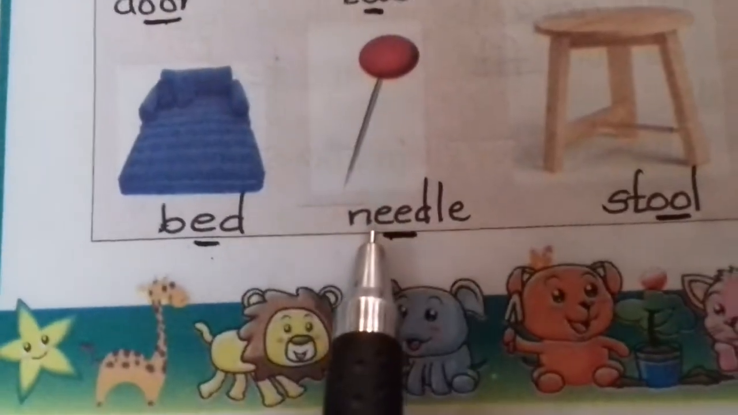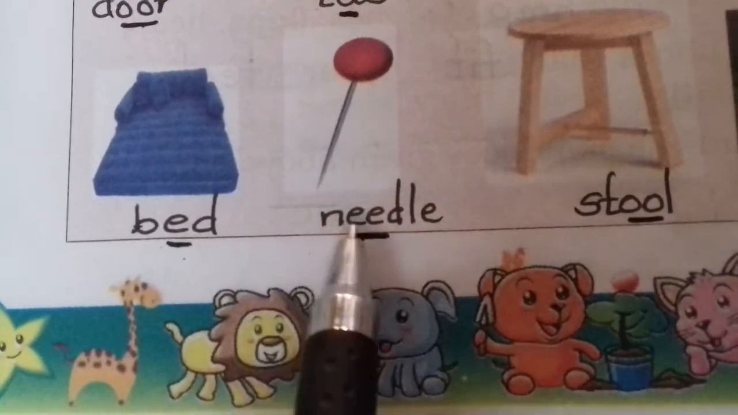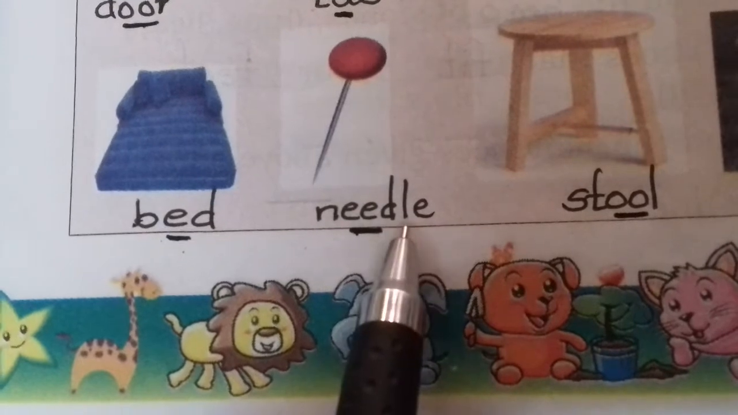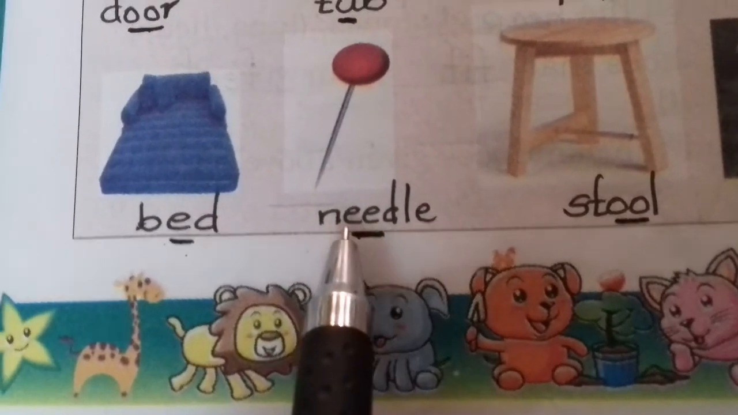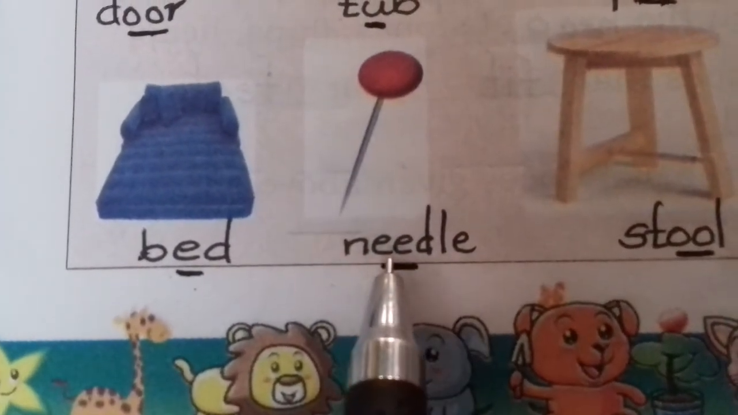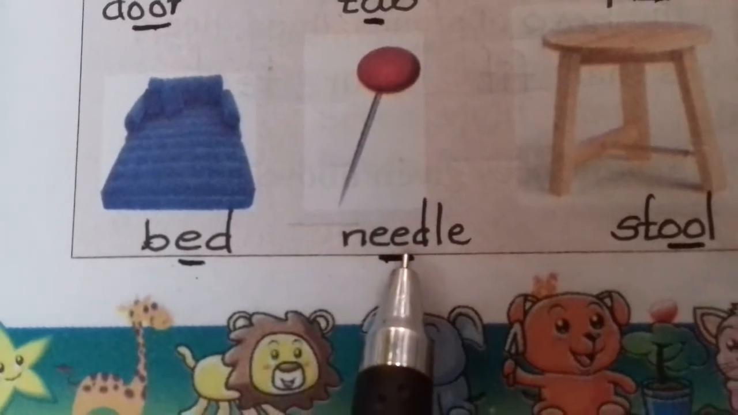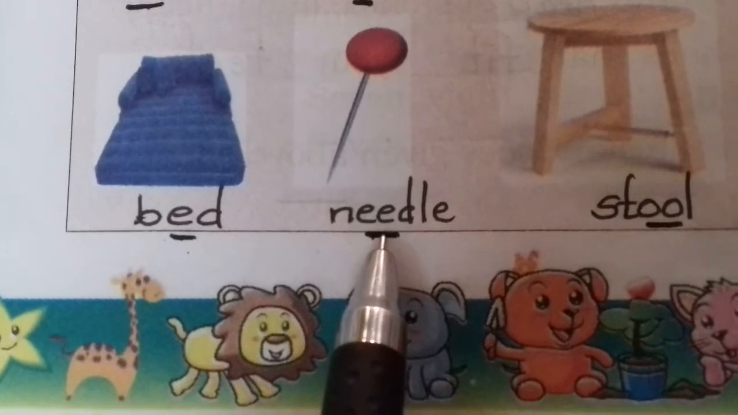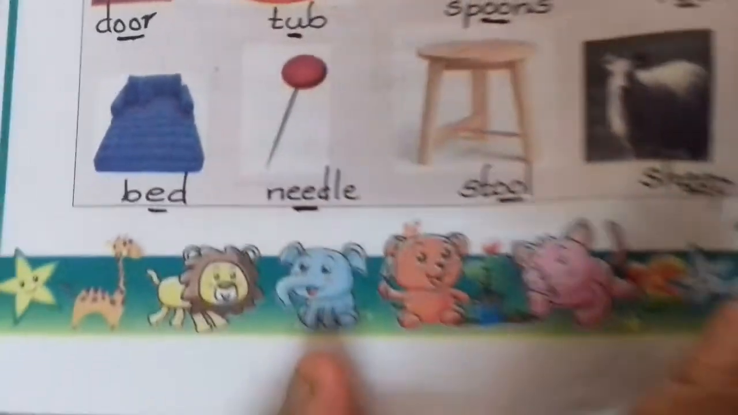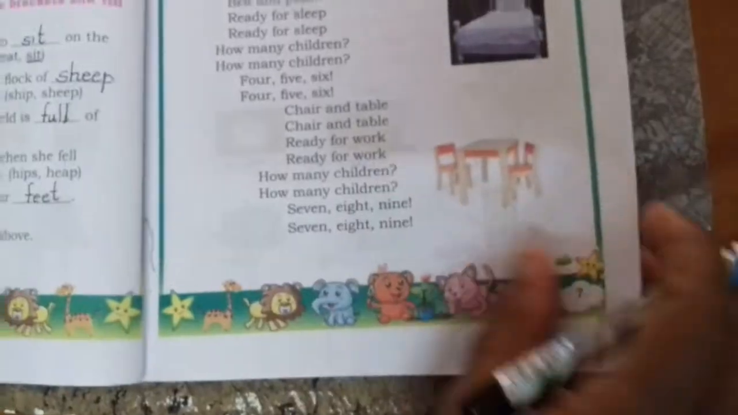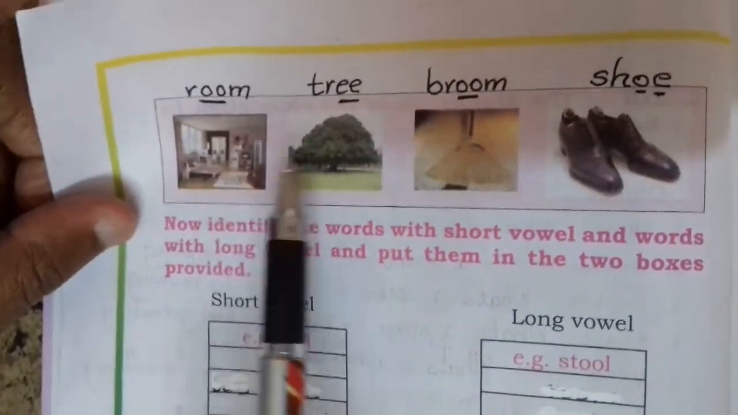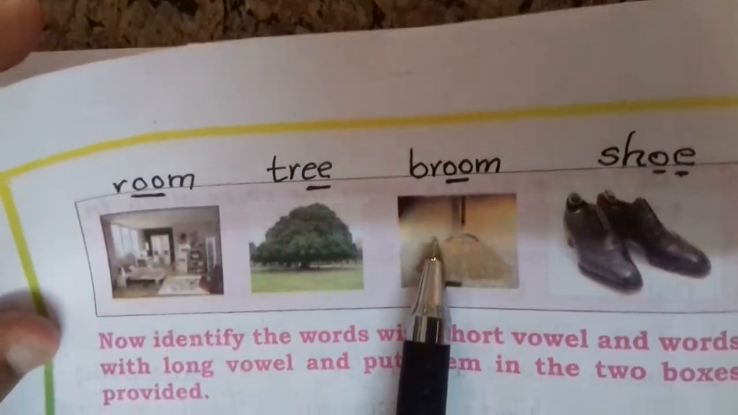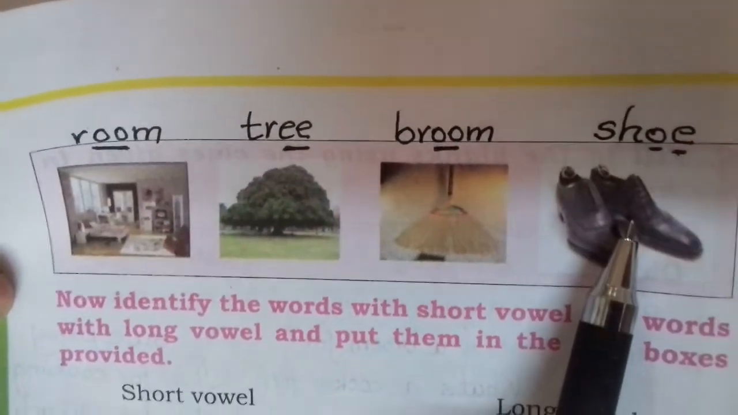Okay, let me come to this one. N-E-E-D-L-E, needle. Here you find two E vowels, so these are long vowels. Now, if you turn to page number 6, here you find room, tree, broom, shoe.